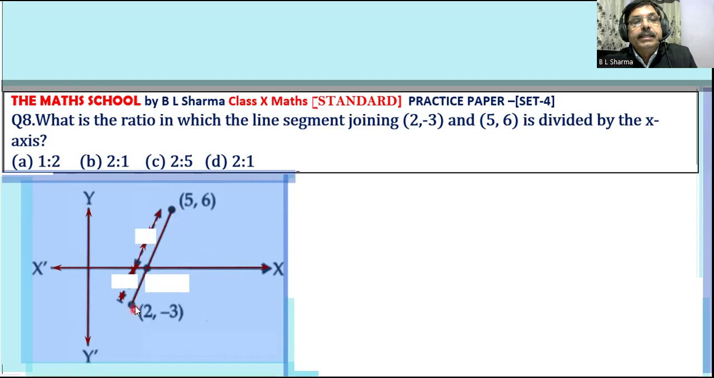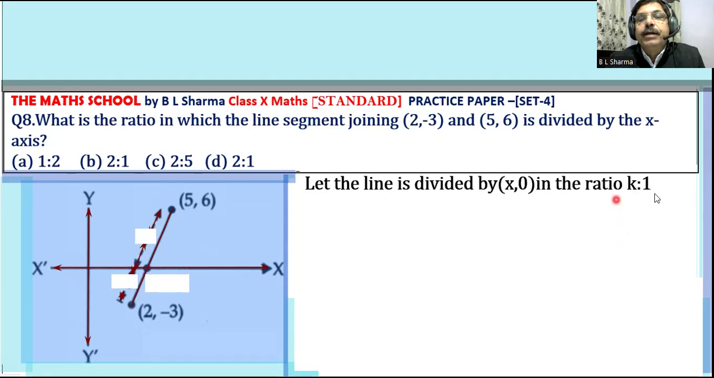ये 2, -3 और ये 5, 6 कोऑर्डिनेट्स हैं। ये एक लाइन सेगमेंट है जो इन दोनों पॉइंट को ज्वाइन कर रहा है। ये एक्सिस है। The line segment and the x-axis intersect at this point. We want to find out what is the ratio of this and this. ये किस रेशियो में डिवाइड करता है? हमने कहा मान लीजिए कि ये k:1 रेशियो में डिवाइड करता है, मीन्स k दिस साइड एंड 1 दिस साइड। Let's divide in the ratio k:1.